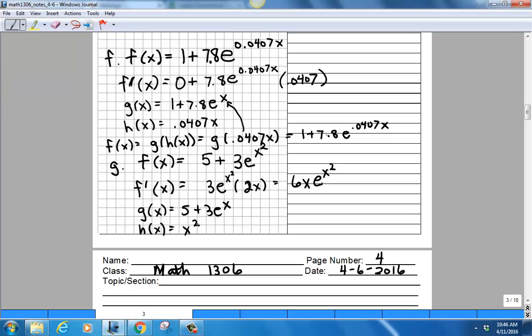Because when you compose those, let's see what we get. You can always check your answer. When you compose those, you have g of x squared, but for g of x squared, you'll just plug the x squared in for the x up here. So you get 5 plus 3e to the x squared. Okay. And that's what we started with.